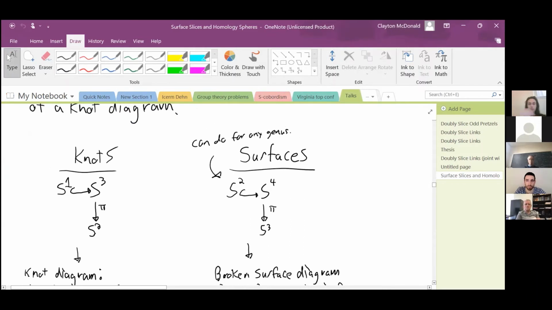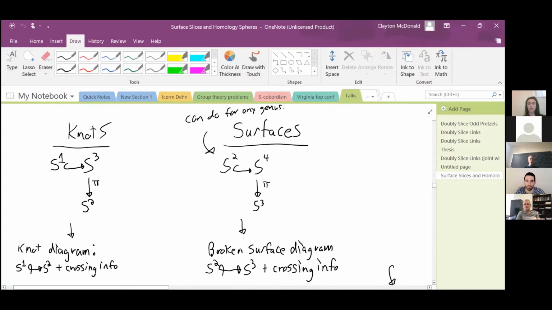For surfaces, you can do the same thing. You have an S2 in S4. Let's just assume it's S2 for this case, though you can do it for any genus. Again, you project down to S3 in the same way that you would project down to S2 for S3. From there you get a broken surface diagram, which is an immersion of S2 in S3 plus some crossing information. There are also regularity properties: there are no triple points in a knot diagram, whereas triple points are isolated in a broken surface diagram, and you have a nice one-dimensional intersection locus.